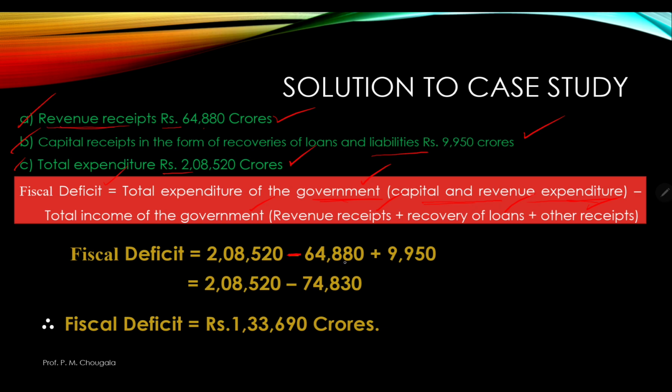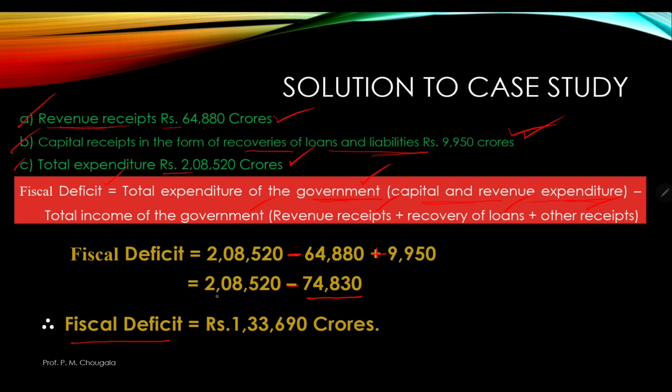Plus what is this, 9,950? This is capital receipt in the form of recoveries of loans and liabilities. You have to add these two values: 64,880 plus 9,950 equals 74,830.